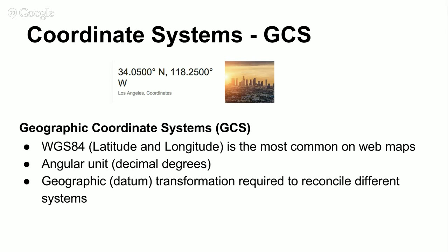So the two major types of coordinate systems are geographical coordinate systems, and this is what you're probably most used to seeing: latitude and longitude, primarily used for web maps. You're probably like, duh, which is good. Latitude and longitude is the best type of data for measuring angular units, decimal degrees, so you can get the area of your map and the distance on your map.